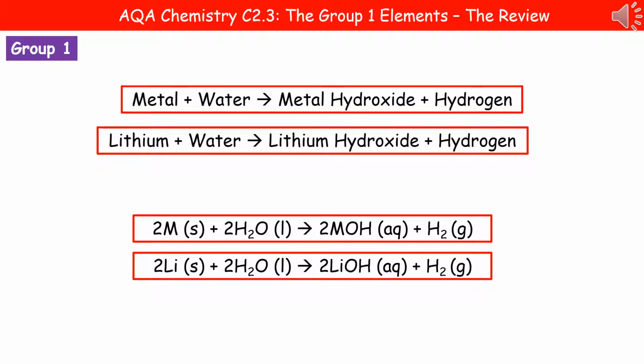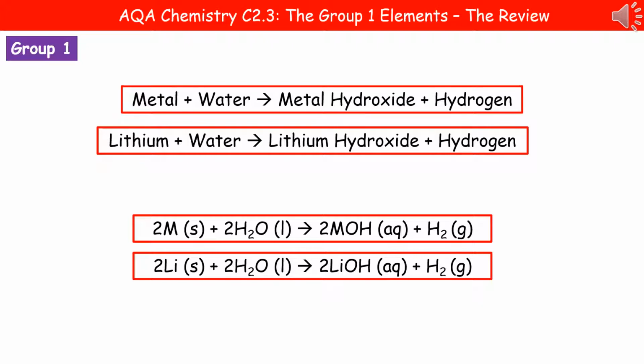For the balanced symbol equation, again, the top one I've given you is a general version. So we're using M to represent the metal there. So two metals react with two molecules of water to make two of the metal hydroxides and hydrogen. So we write that as, if we look at lithium again, 2 Li plus 2 H2O makes 2 LiOH plus H2.